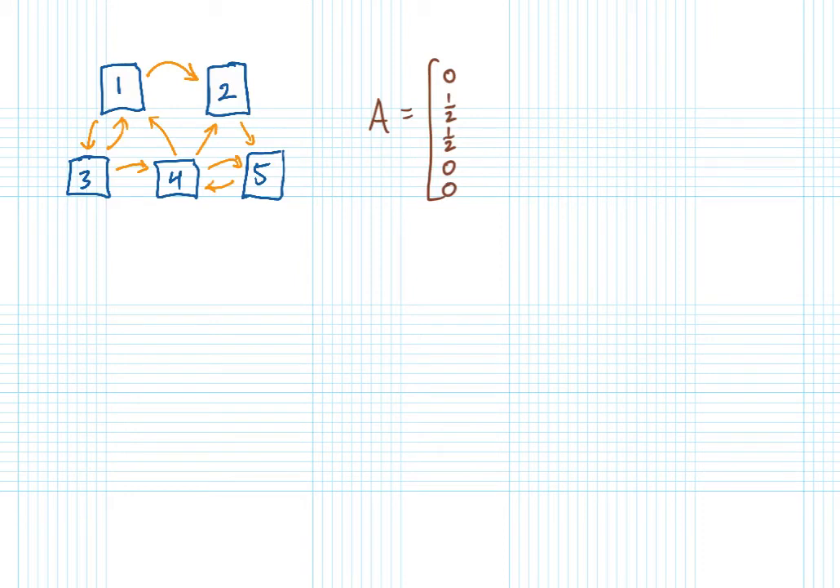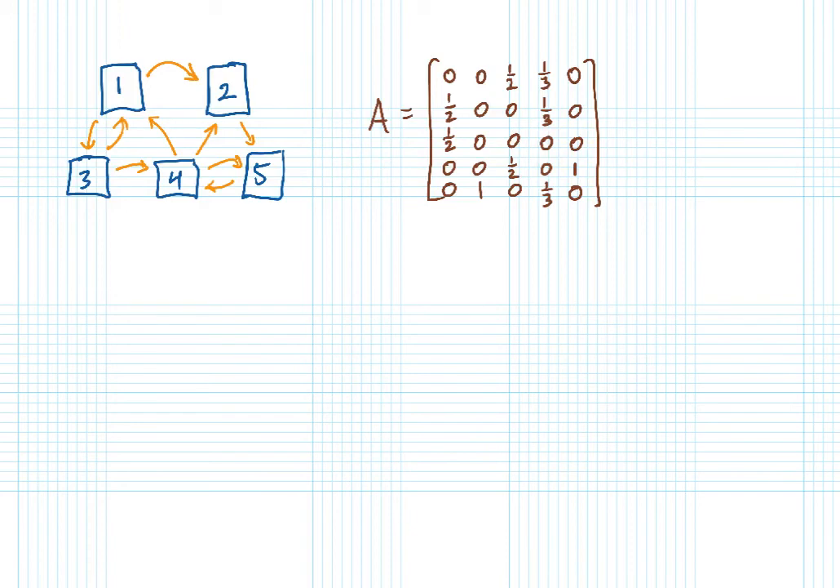And now page 2 only links to page 5. So if you're on page 2 and you randomly click on a link, there's only one link there, so there's a probability of 1 that you end up at page 5. From page 3, the probabilities are 1/2 of ending up at 1 and 1/2 of ending up at 4. For page 4, there's a probability of 1/3 of ending up on page 1, 1/3 for page 2, and 1/3 for page 5. And for page 5, there's a probability of 1 that you end up at 4.